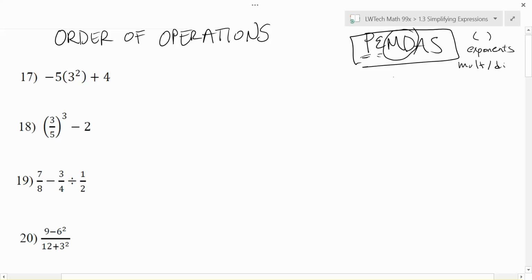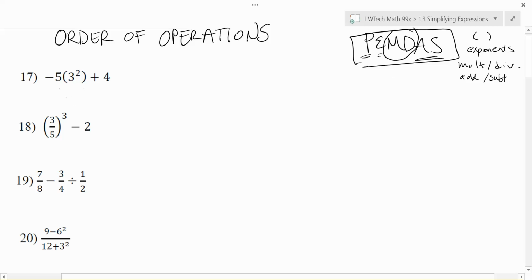Multiplication and division are on the same level. So we do whichever multiplication or division comes first in the problem, from left to right. That does not mean do all the multiplying and then all the dividing. It means multiplication or division, whichever one you see first. Addition and subtraction have a similar equal level. So when we get to the addition or subtraction part, we add or subtract from left to right, whichever one we see first. All right, so let's do some problems and see how this order of operations works when we're evaluating things.